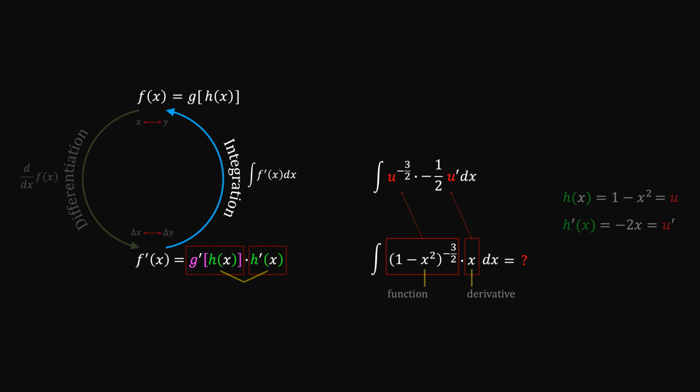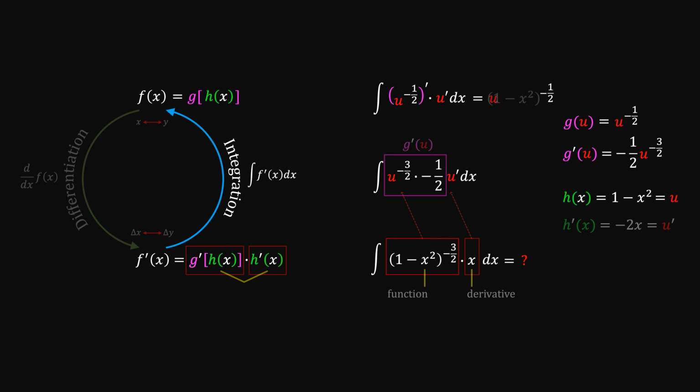We don't get the outer layer yet, because this is just the derivative of the outer layer. So whose derivative will look like this? This guy, g of u, as u to the power of negative 1/2. This way, we know the integral should be function g of u. Then replace u with the inner layer function. This is the final result.